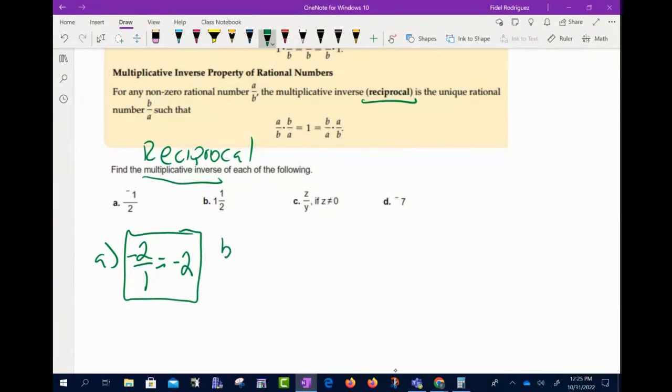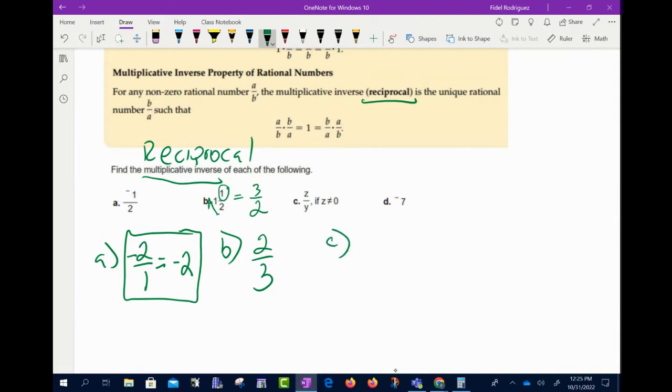Now, y'all, for part B, the way I would find the multiplicative inverse is I would first change this to an improper fraction. We talked about this last week. Remember how it changes to an improper fraction? I would say, look, we're going to take 2 times 1 is 2. We're going to add 1 more to that. So that's 3 over 2. So now if I just flip it, the reciprocal will be 2/3, okay?